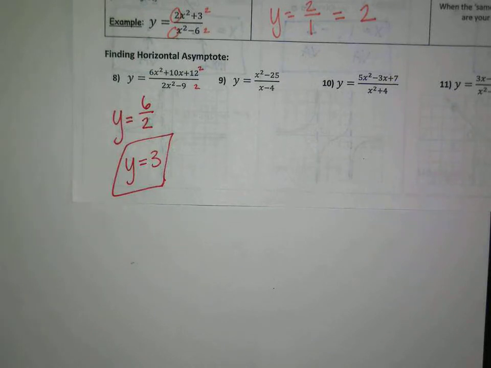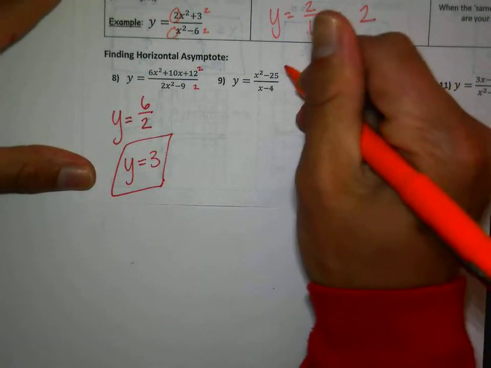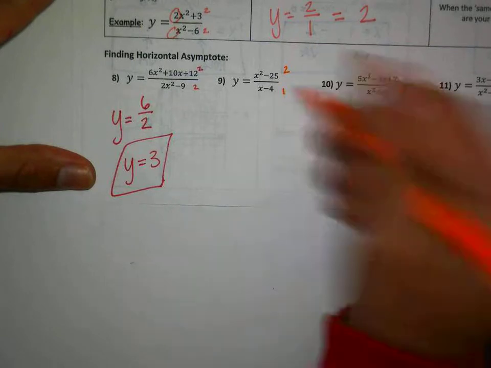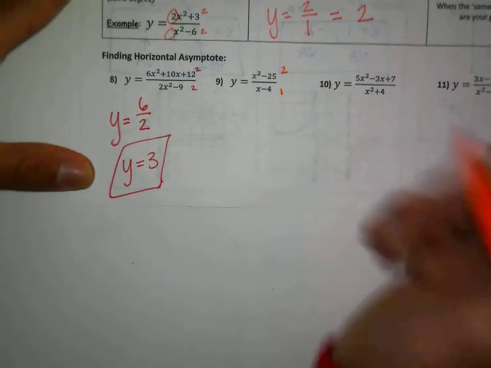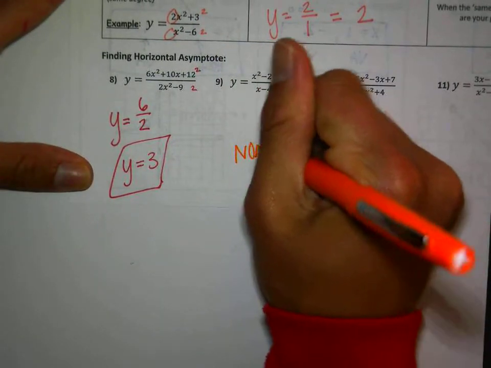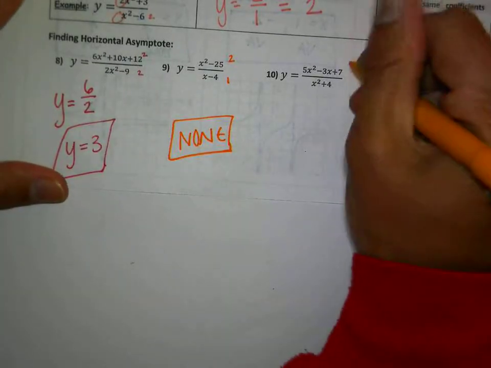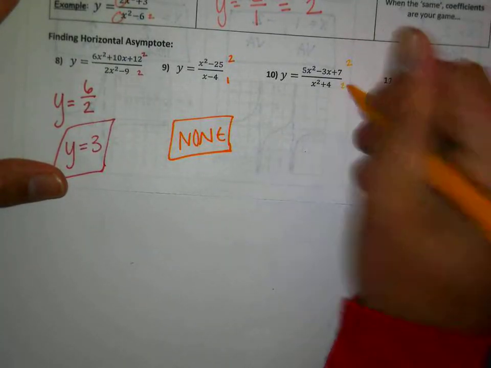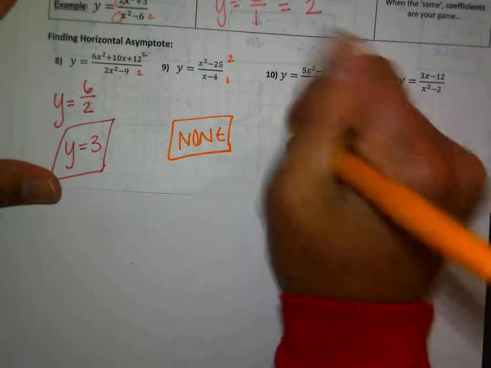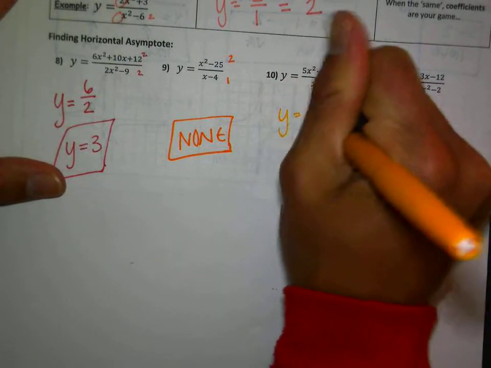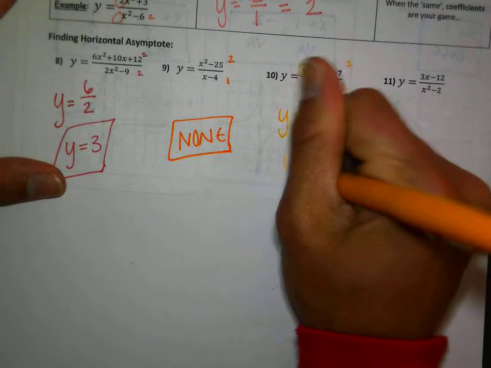All right, for number 9, what is the degree of the top? 2. What is the degree of the bottom? 1. So high over low? None. High over low is no. All right, number 10, what's the degree of the top? 2. What's the degree of the bottom? 2. They're the same, so coefficients. 5 divided by 1 is 5.